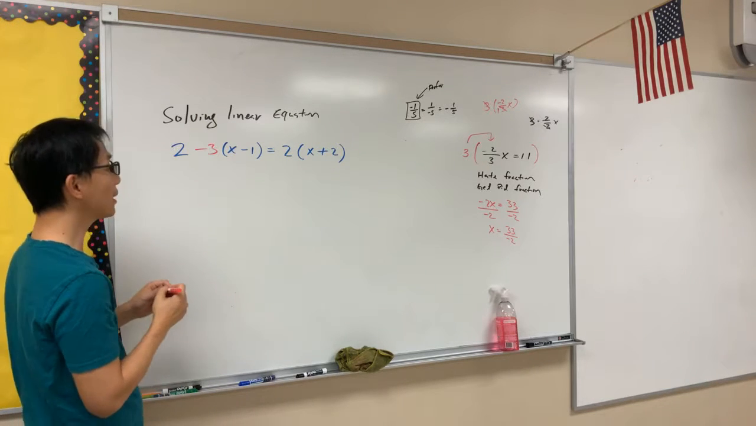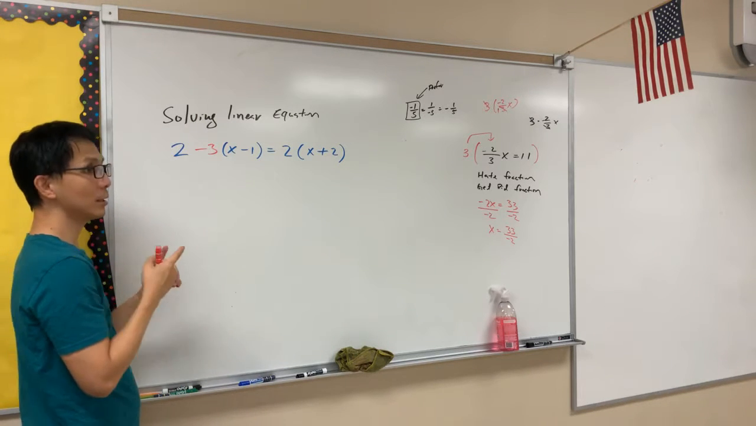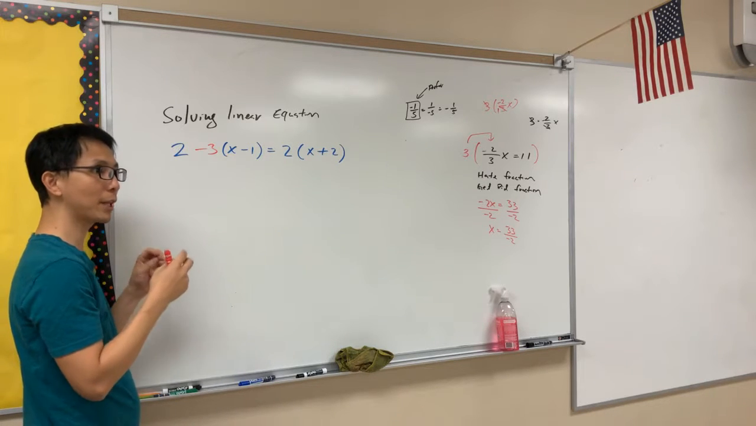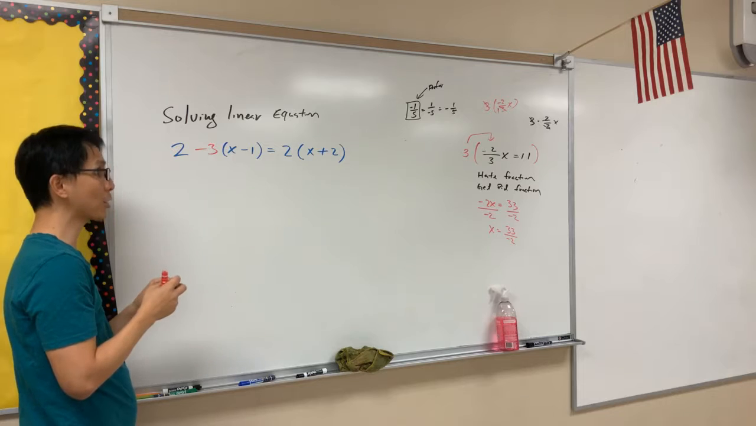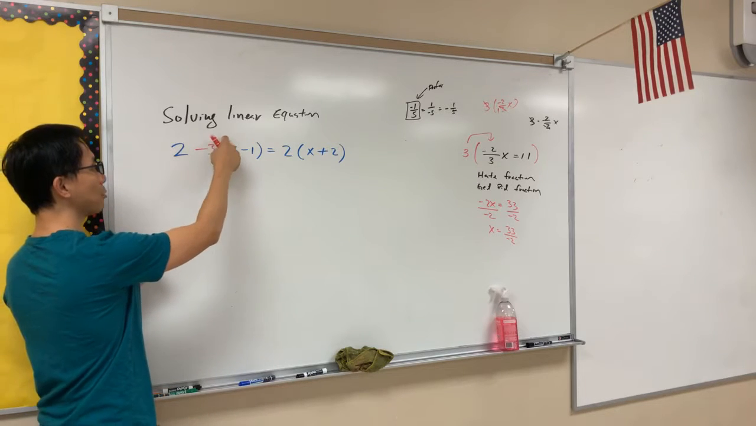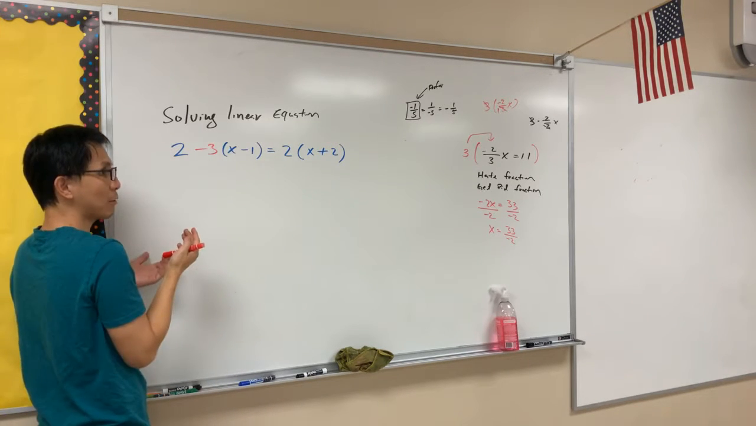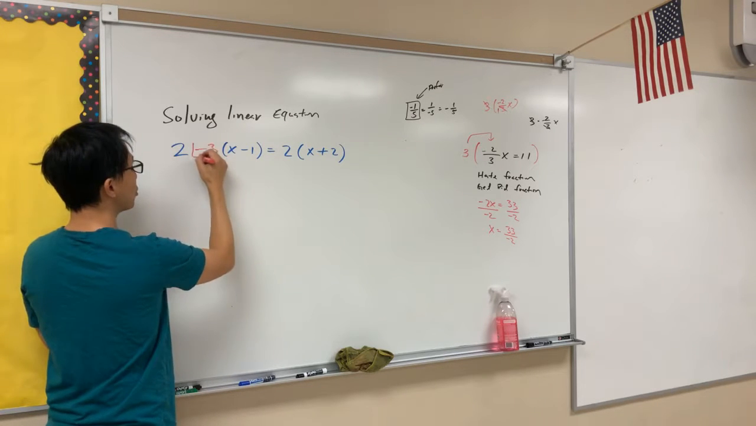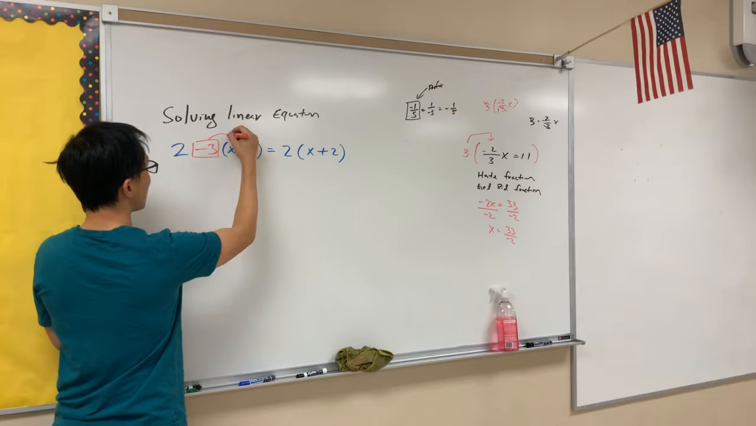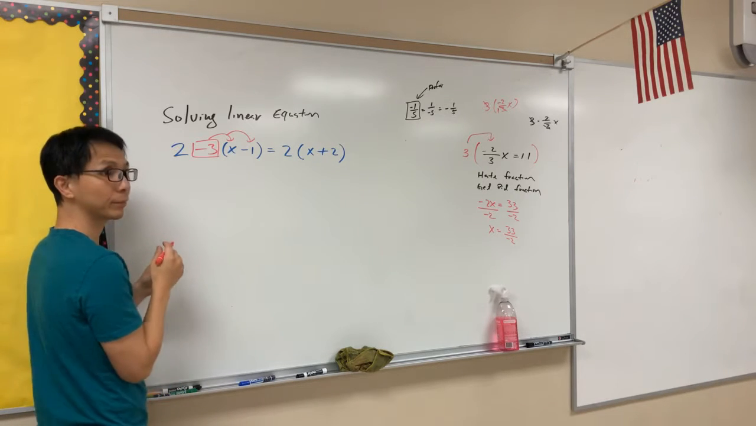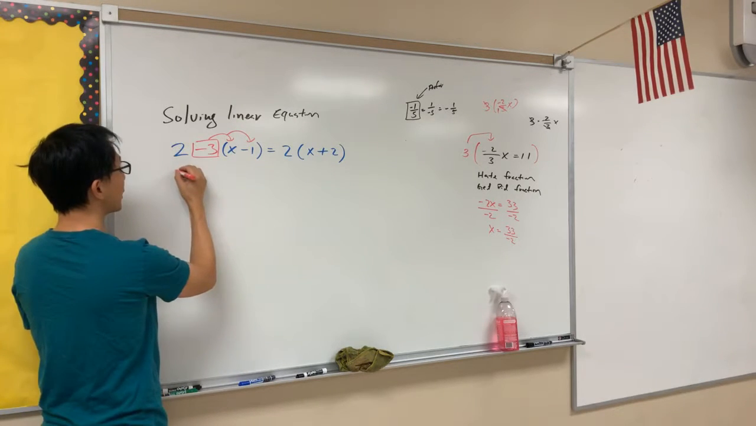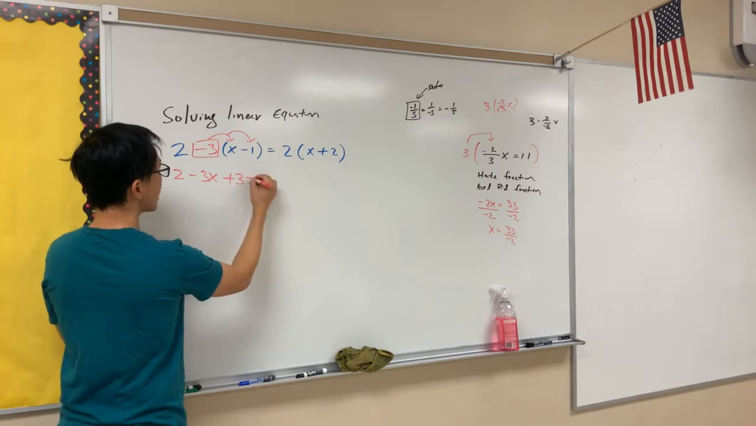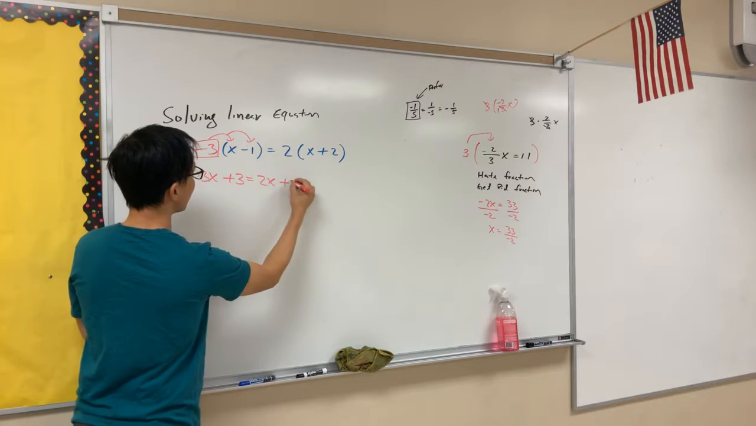Now remember PEMDAS. PEMDAS says parentheses, exponents, multiplication, division, and addition, subtraction. But it turns out there was a multiplication right here. There's a distribution, so that counts as multiplication. So this -3 is not just a 3 that's distributing, it's the -3 that is distributing to both. Okay, so that's going to be 2 - 3x + 3 is equal to 2x + 4.